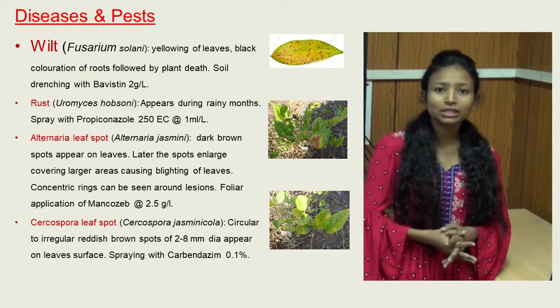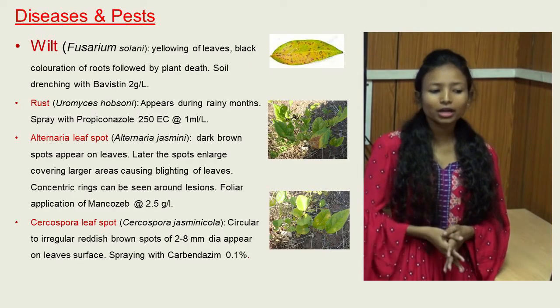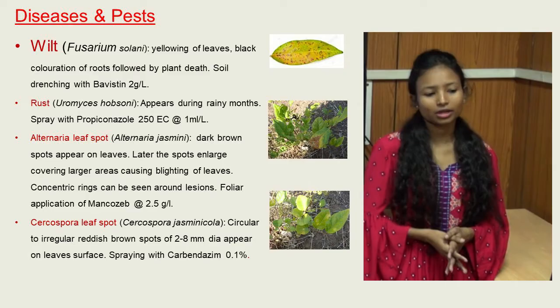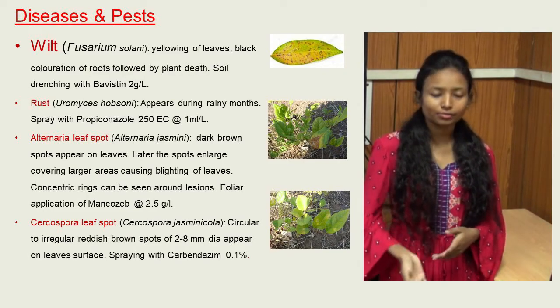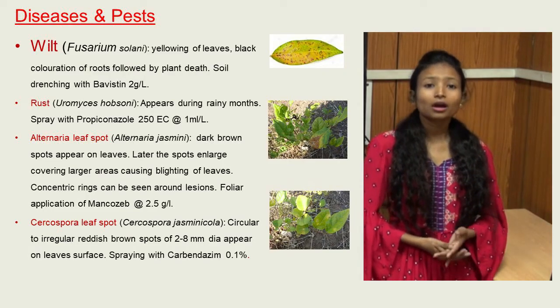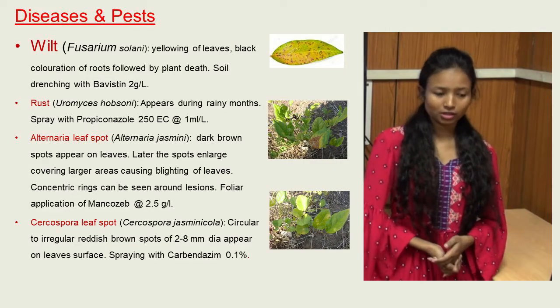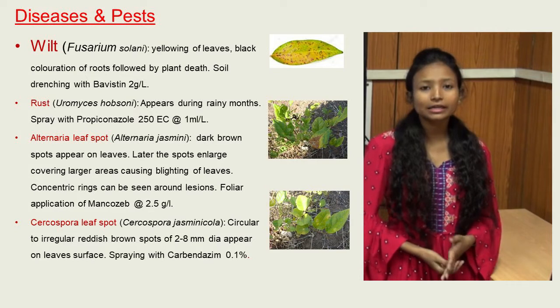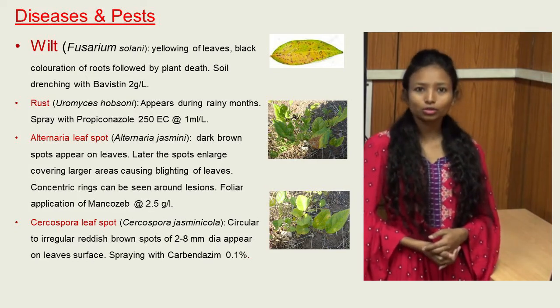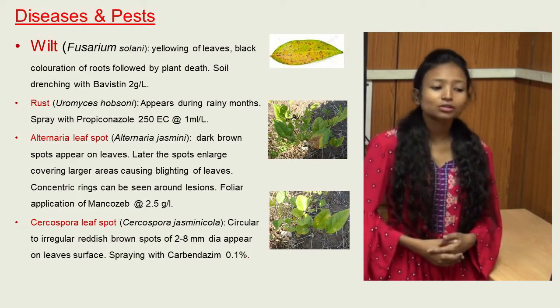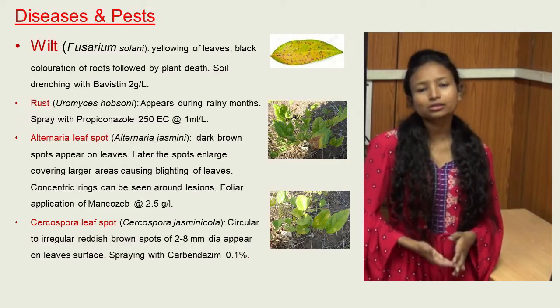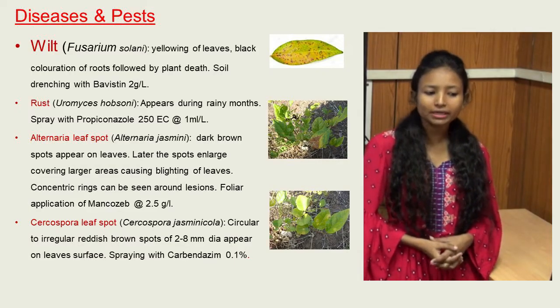Okay, next coming to the diseases and pests. The following are the various diseases which infect the jasmine, and they affect jasmine crop production. First we'll deal with wilt, which is caused by Fusarium solani. It results in yellowing of the leaves, black coloration of the roots, and ultimately the plant dies. This disease can be controlled by soil drenching with Bavistin 2 gram per liter.